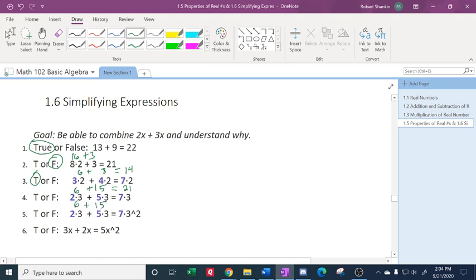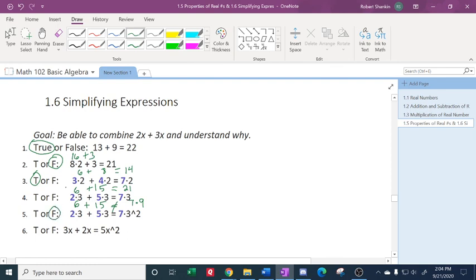That's false. 6 plus 15 and 7 times 9. 7 times 9 is 63, way bigger than this one. So it's not equal, so this one is false.